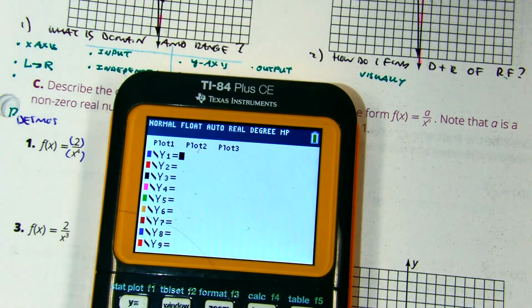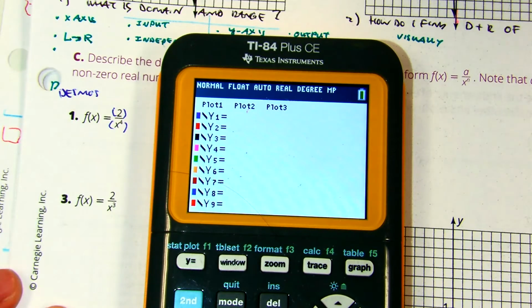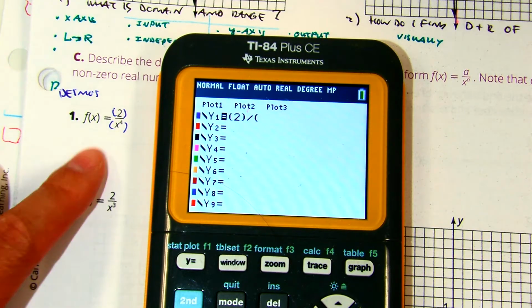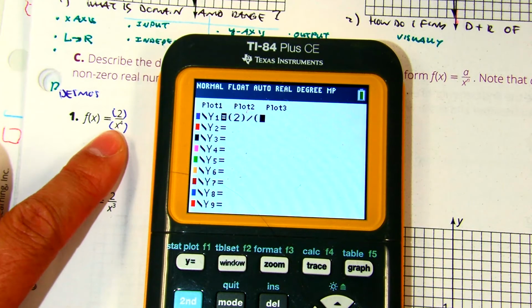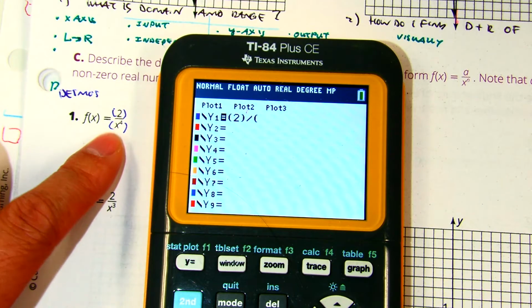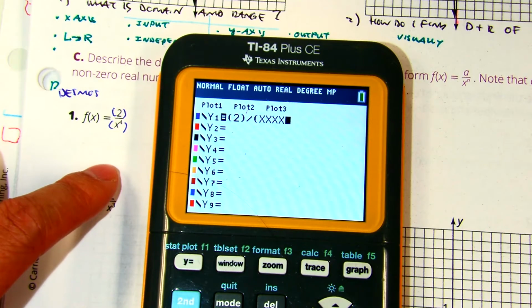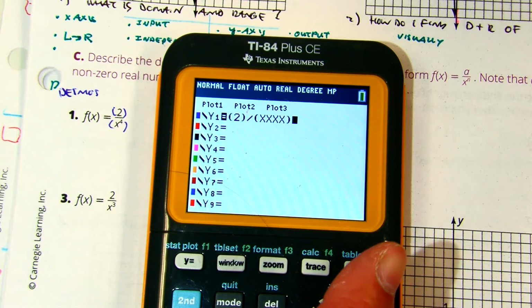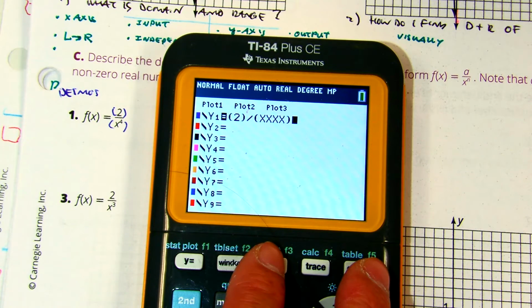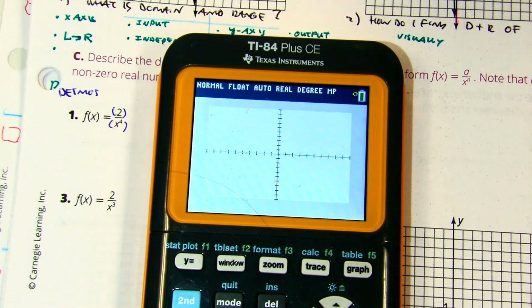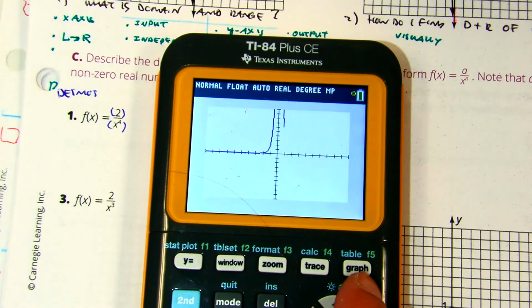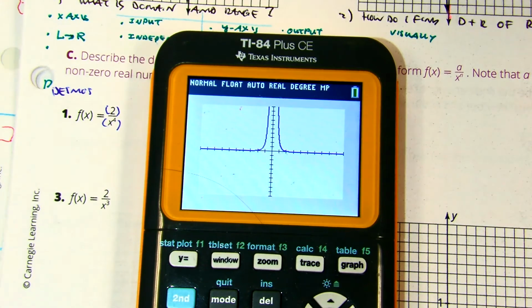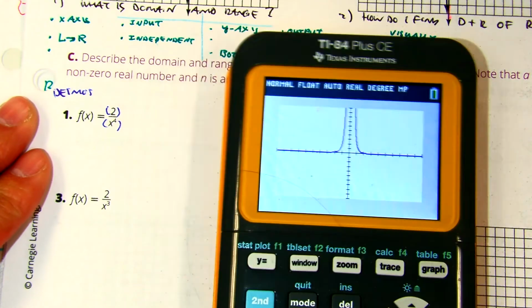Let me show you how I'm going to put that into my calculator. Parentheses 2 divided by, now x to the 4th. How many x's are there, class? 4 of them. So this is my shortcut. You just write x 4 times. And we're going to go ahead and graph that. For those who have a graphing calculator, just press the word graph. Let's go ahead and make a sketch of that graph.